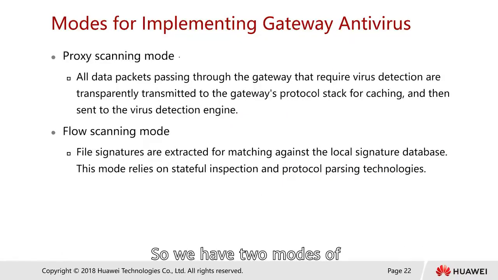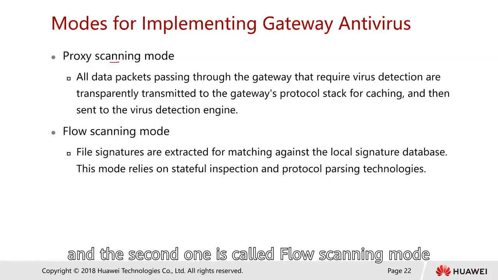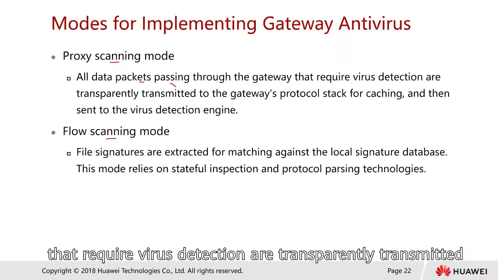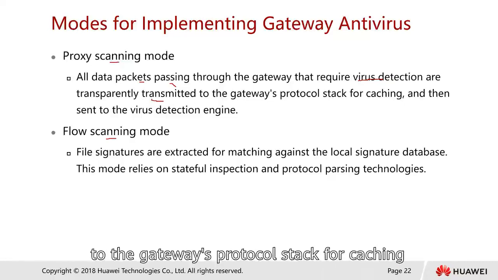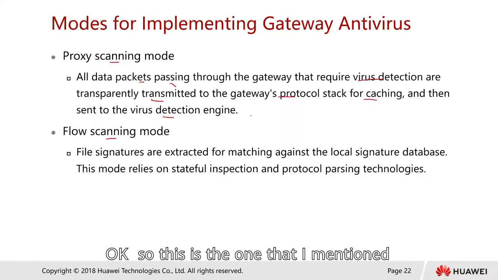So we have two modes of implementing the gateway antivirus. The first is called the proxy scanning mode, and the second one is called the flow scanning mode. Proxy scanning mode means all the data packets passing through the gateway that require virus detection are transparently transmitted to the gateway's protocol stack for caching, and then sent to the virus detection engine.